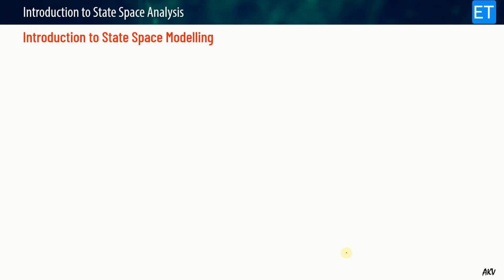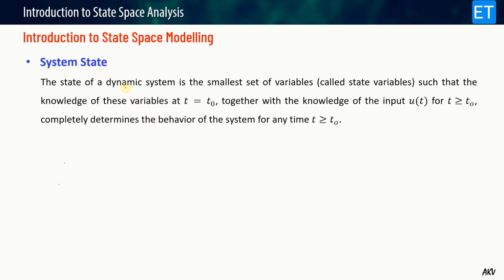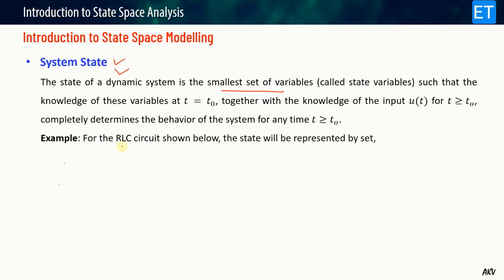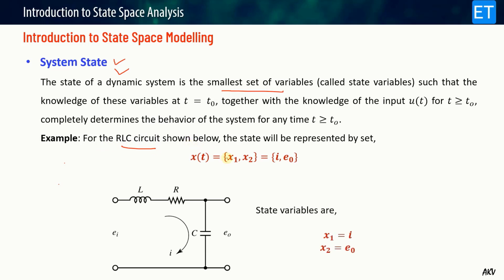Now let's come to the system state. So what is the system state? The state of the dynamic system is the smallest set of these variables, so-called state variables. In the previous case, we have selected the least number of state variables, and the set of these variables is known as the system state. For example, for the same RLC circuit shown below, the state of the system is represented by this set of state variables. We have already chosen these two state variables, inductor current and capacitor voltage. If I arrange them in a set, this is represented by x(t). So x(t) is known as the system state.